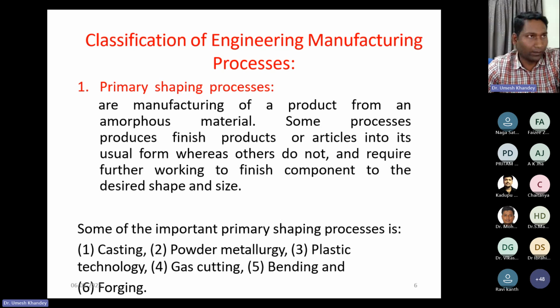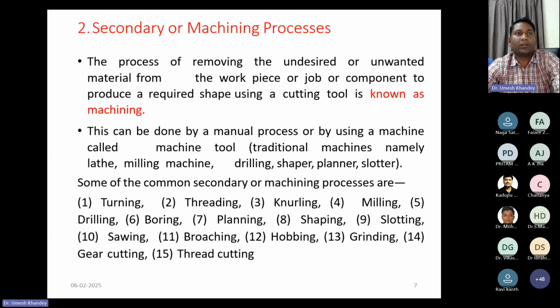Amorphous materials are there. Next, the secondary or machining process. As I said, you have unwanted material in the workpiece. Remove this unwanted material, known as chips. So the other name for this secondary manufacturing process is the material removal process, basically. Whatever workpiece, job or component you have, you produce the required shape using a cutting tool. This cutting tool always has a property harder than your workpiece material.